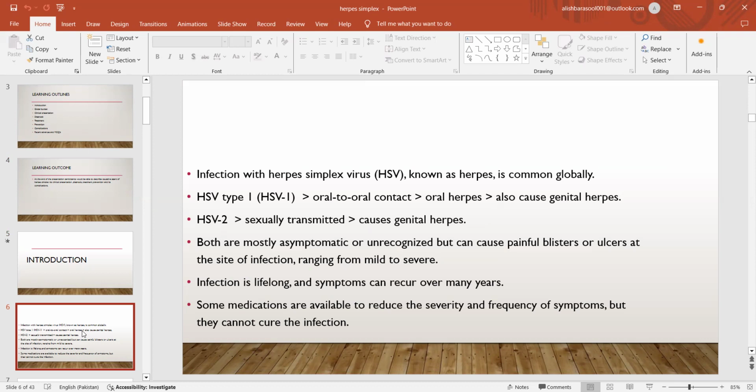Both are mostly asymptomatic or unrecognized, but can cause painful blisters or ulcers at the site of infection, ranging from mild to severe. Infection is lifelong and symptoms can recur over many years. Some medications are available to reduce the severity and frequency of symptoms, but they cannot cure the infection.